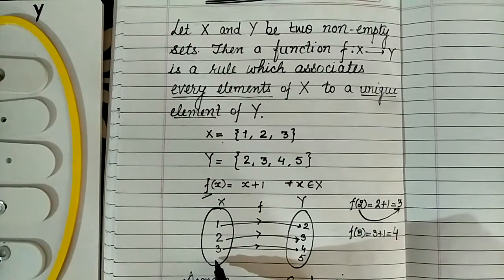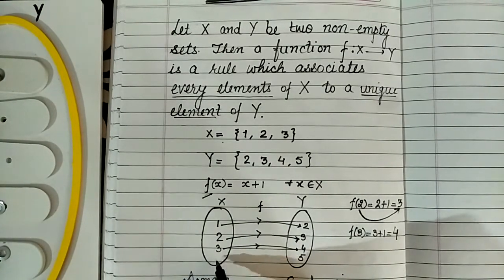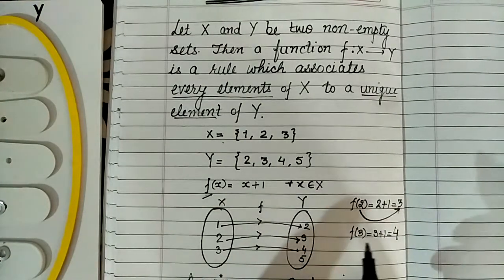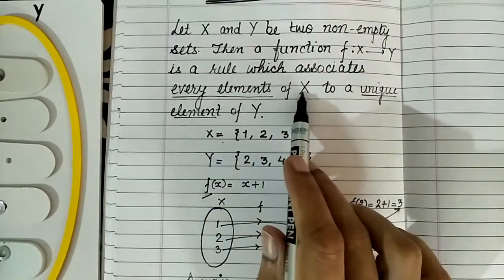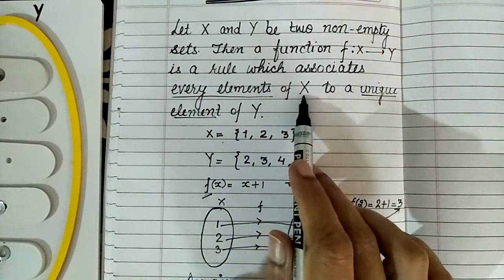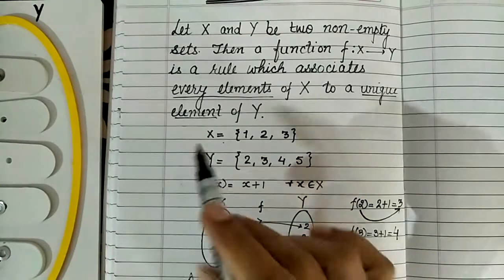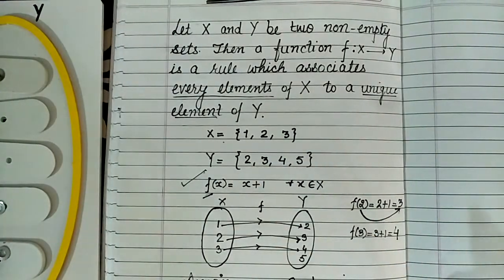यहाँ पर आपके पास कोई एक ऐसा एलिमेंट नहीं बचा है जो उधर के किसी एलिमेंट से एसोसिएट ना हुआ हो. तो every element of x is associated and that is associated to a unique element. That's why this rule is a function.